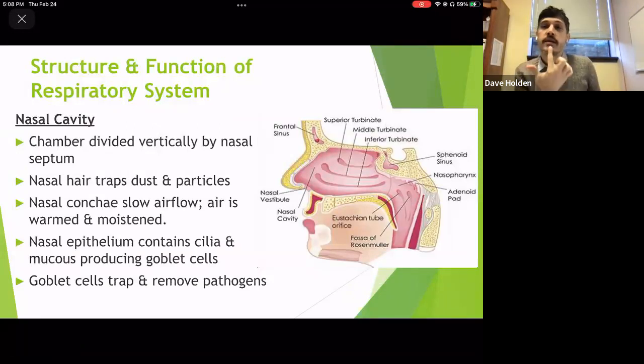So this chamber is going to be vertically divided by the nasal septum, gives you a left and a right. Nasal hair traps dust and particles. The nasal conchae, as I just said, slow the airflow, warm and moisten the air. And then your nasal epithelium, meaning just the skin inside your nose, right? All that red skin up in there, contains cilia. These are going to be little microscopic hairs, and they move together to create kind of a current so that everything gets moved in the right direction.